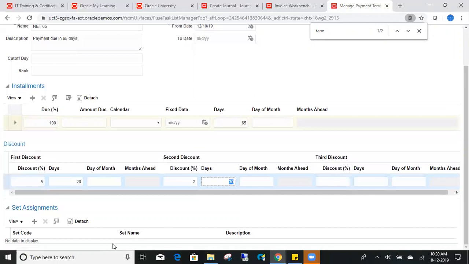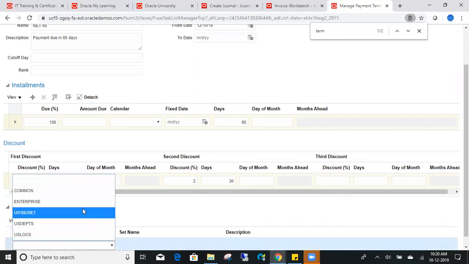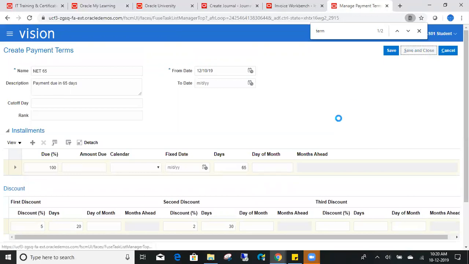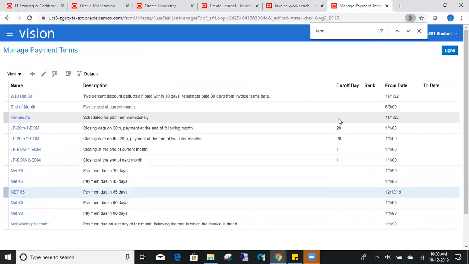Okay. And one more thing is we have to do the set assignment. I told you, right? Payment term is like a reference data. Either you can assign it only for your particular business unit, you can create your own reference set, or else you can assign it to the common set. If you are assigning to the common set, whoever is using the common set is able to access this payment term. See, I am assigning to the common set. So the other users will have access to my net 65. Okay, so this is the use of the payment term.